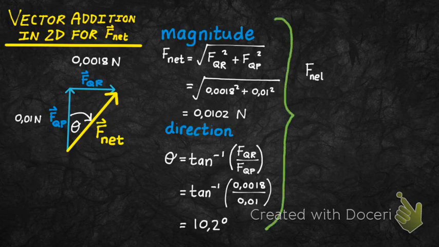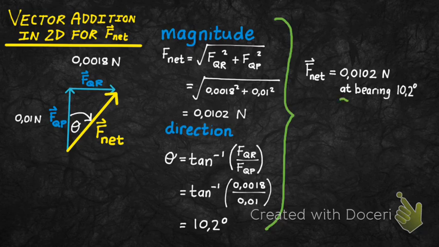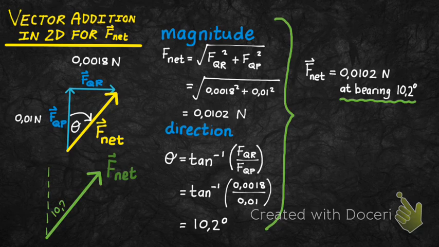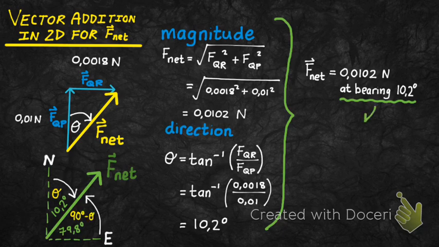We get 10.2 degrees. Now to express your net force, the vector, we need to express its magnitude and its direction, and its direction we can say is a bearing of 10.2 degrees, but there are other ways we can express this direction as well. Here's a new diagram coming up to show you this direction. The one way of thinking about the net force is that it's 10.2 degrees to the east of north, but you could also think of it as 79.8 degrees to the north of east. So these are two alternative ways of expressing the direction of the net force.